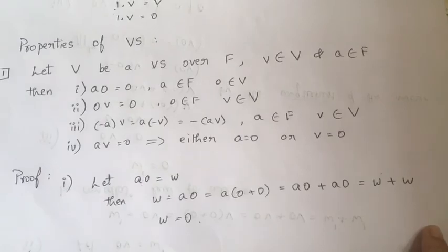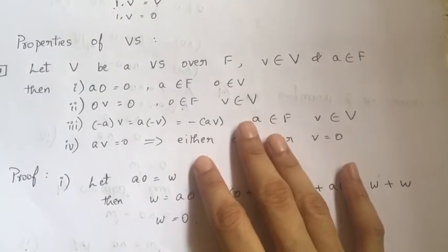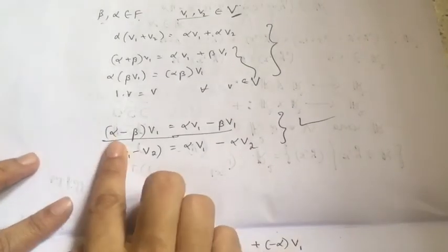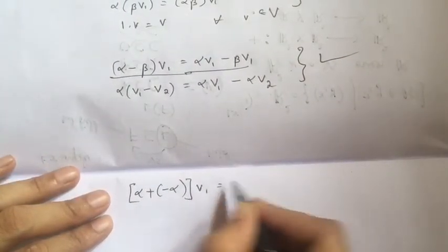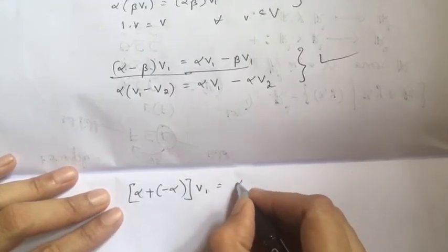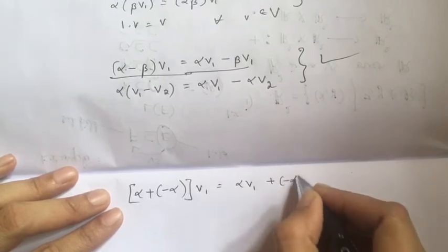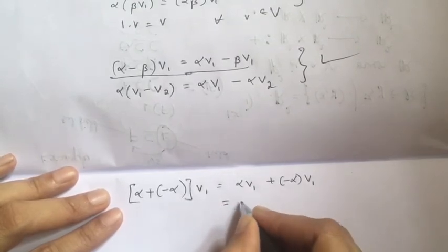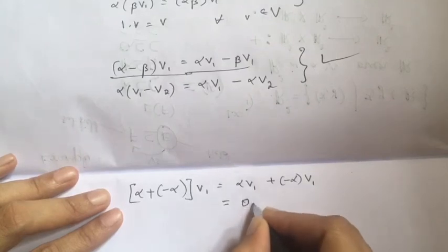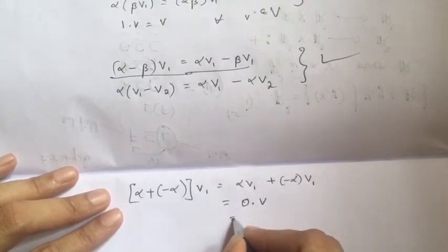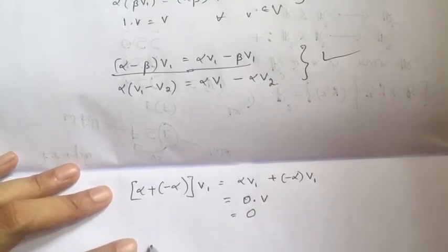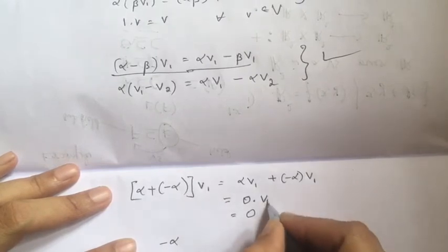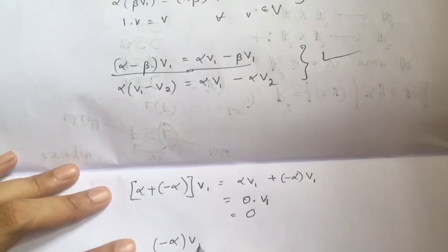In fact, I'm going to use these properties only to prove the thing which I have mentioned earlier, that is this. Okay, let us prove this. Alpha into vector V1 is same as writing alpha V1 plus minus alpha into V1, which is nothing but 0 into vector V, which is equal to 0. And I can even say this minus alpha of V1 is equal to minus of alpha V1.